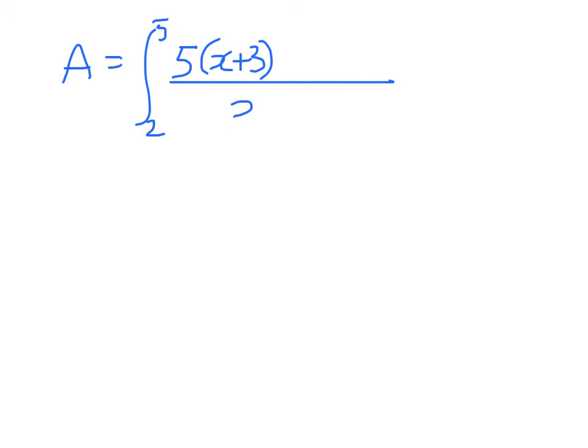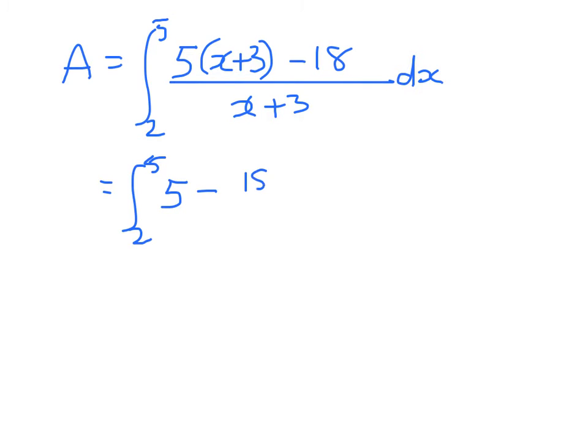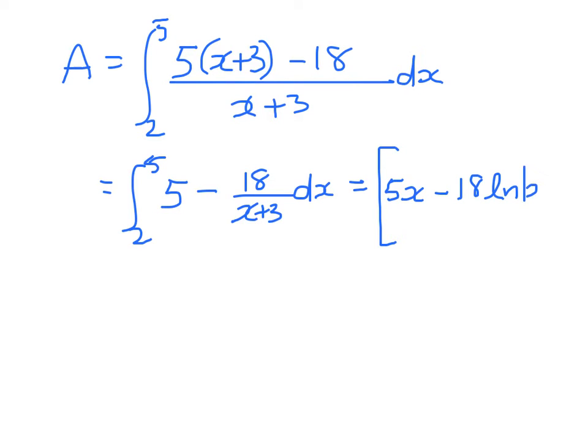Alright, so we've got A equals the integral between 5 and 2 of 5 minus 18 over x plus 3. So we can split this into two bits, the integral between 5 and 2 of 5 minus 18 over x plus 3 dx, and that anti-differentiates to give me 5x minus 18 times the log of x plus 3. And that's between 5 and 2.